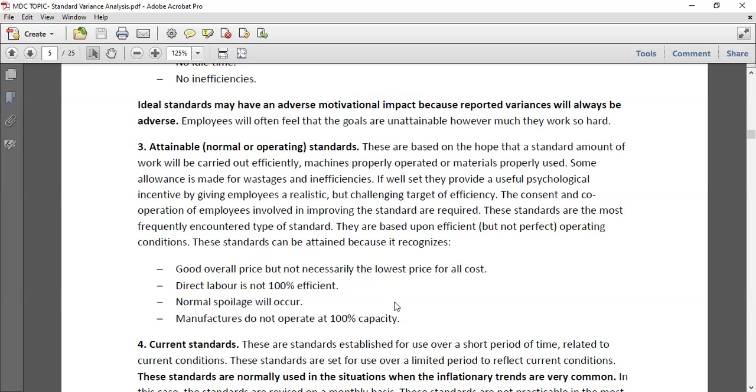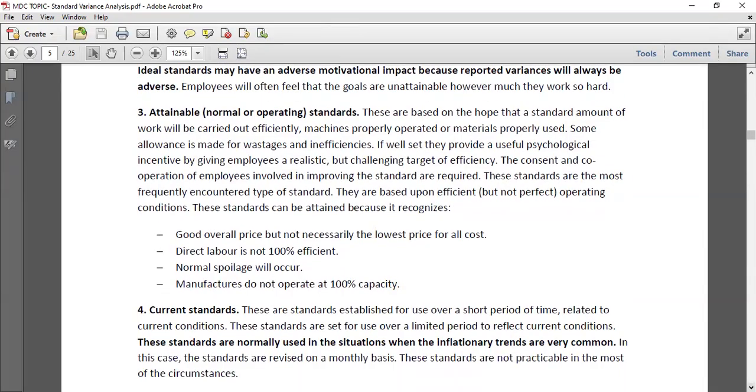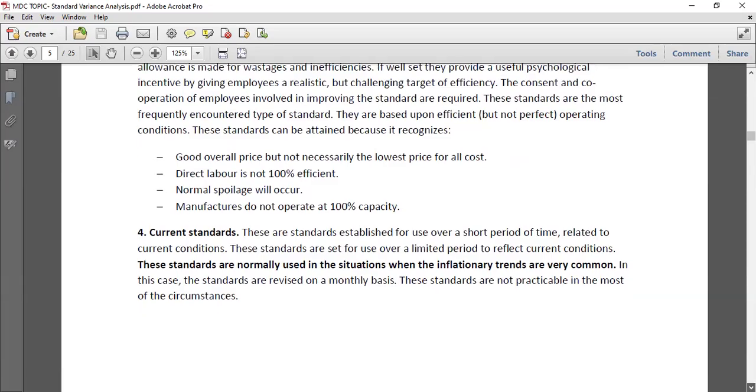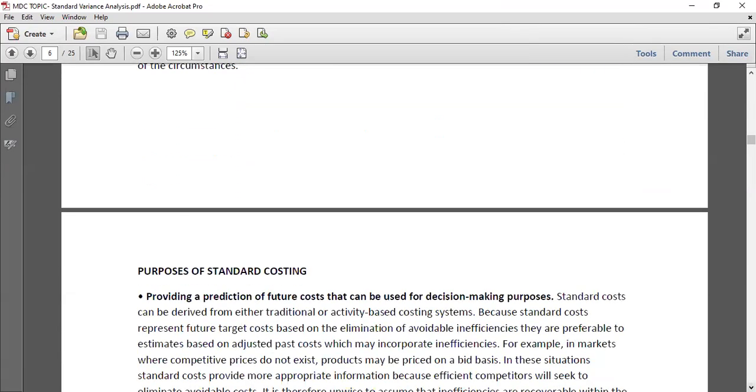And then we have the other one, which is current standards. Now, current standards are a bit opposite to basic standards. These current standards take a little shorter time, and they basically reflect conditions applying to the period under review. They reflect the conditions available, the current conditions. So that is what happens with the current standards.